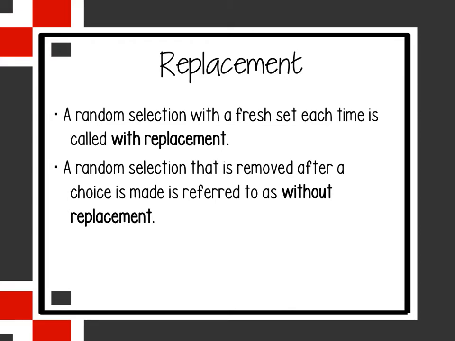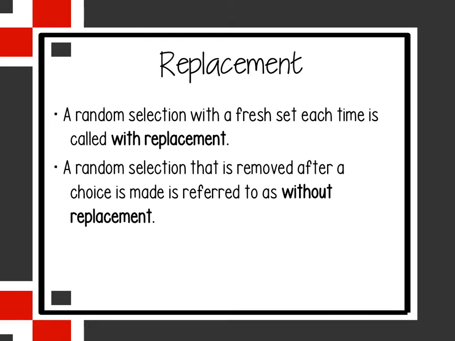And then a random selection that is removed after a choice is made is referred to as without replacement. So if I put a box at the front of the room with a bunch of rocks and I asked Sarah to go up and grab a rock out, there would now be one less rock for the next person to pull from. That would be without replacement. One of the hardest things when you get into probability is reading and figuring out what it's asking for. You've got to pay attention to things like with replacement and without replacement. Yeah?